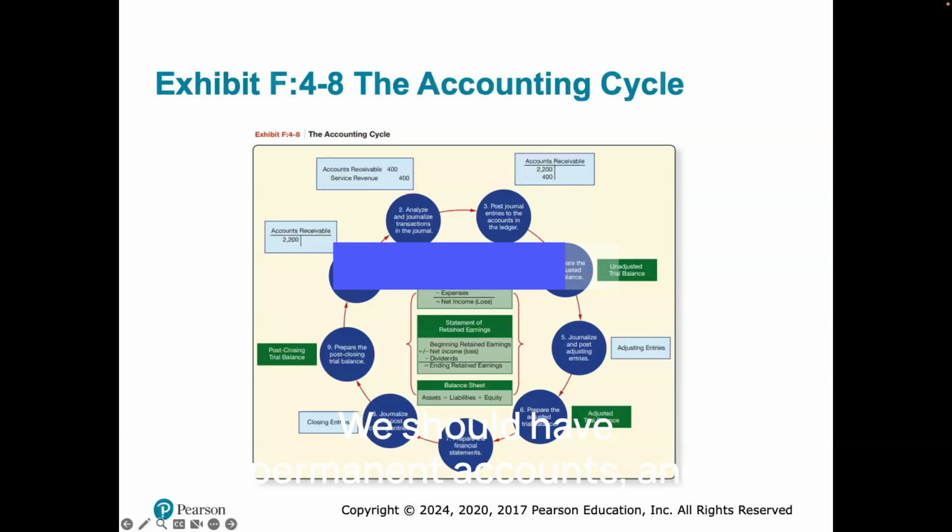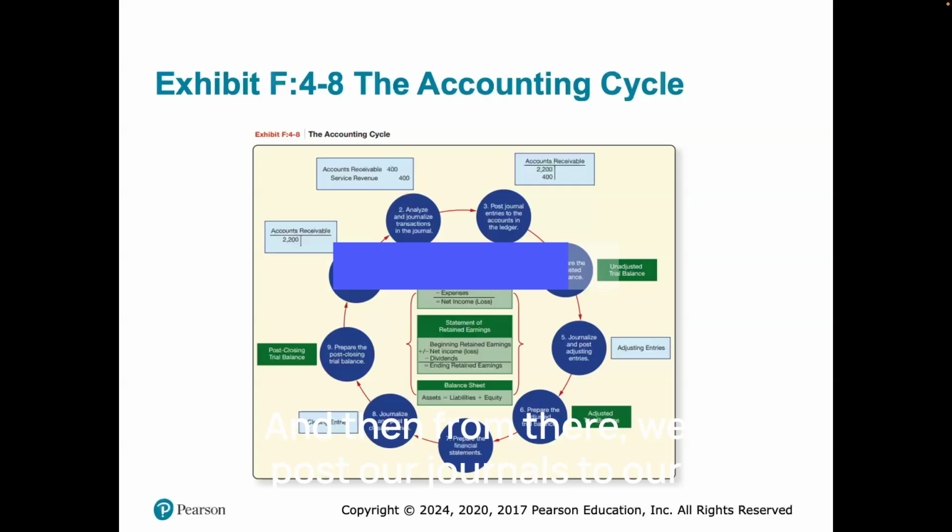We should have permanent accounts, and that's all that happens. But we start with beginning account balances. So if we're taking this on for a new year, we're going to start with all of our permanent account balances. Then we're going to do transactions, right? And we're going to analyze and journalize transactions in the journal. So we first start off with all of our permanent accounts that have been transferred from the prior period, and now we're going to journalize all of our transactions.